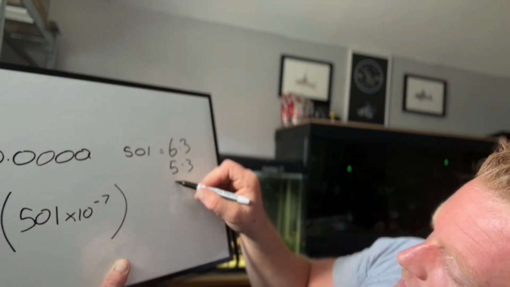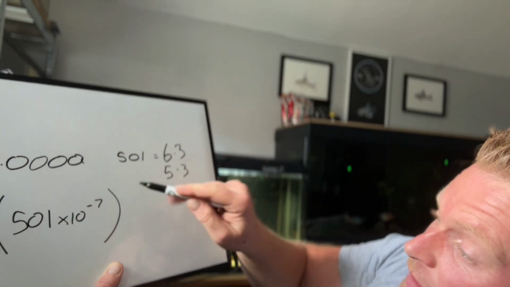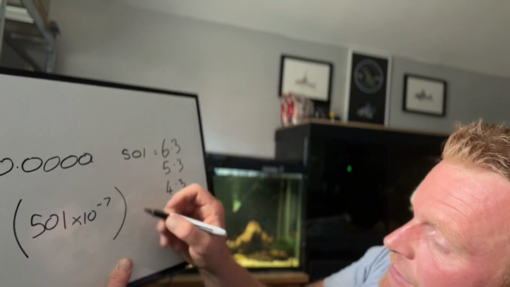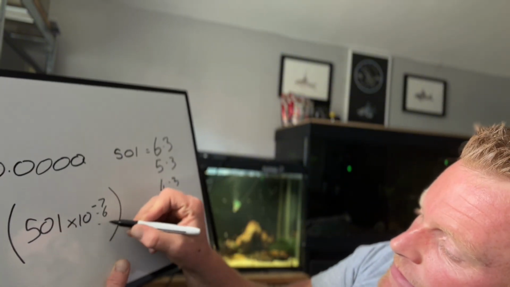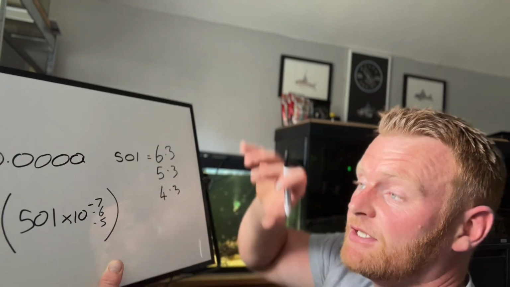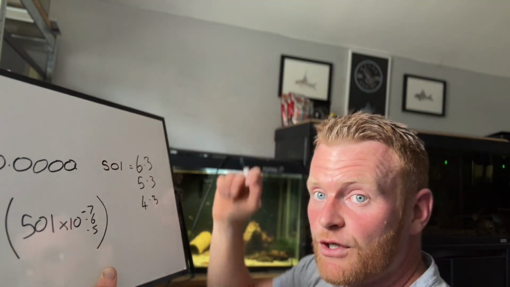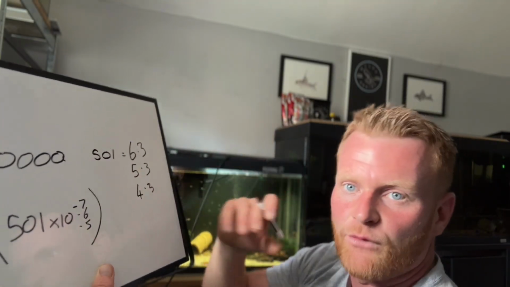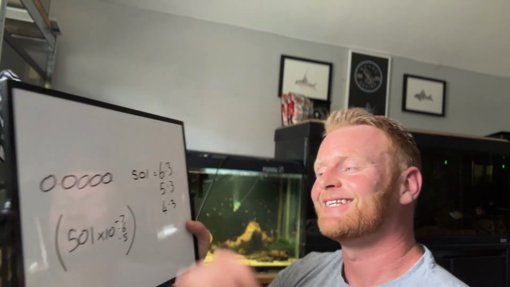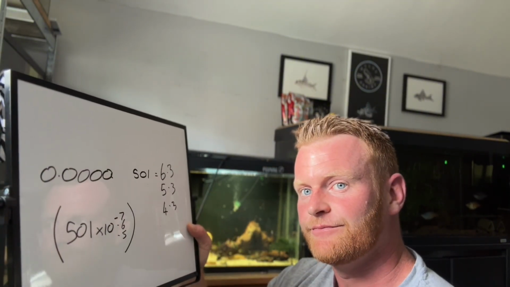We get rid of another one, becomes 4.3. That number will stay the same. This will change. That would be -6, -5. But that is how the pH number that you look at, 6.3, 5.3, 4.3, comes about. That's why they're like that. That's why it's logarithmic. That's why it's exponential. It's all in the maths.